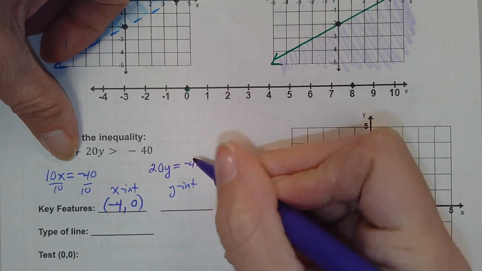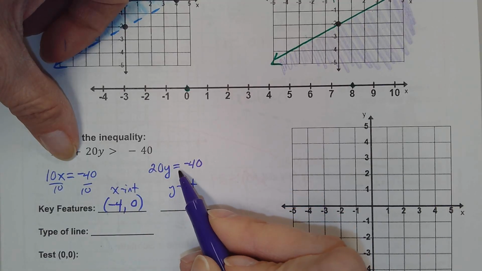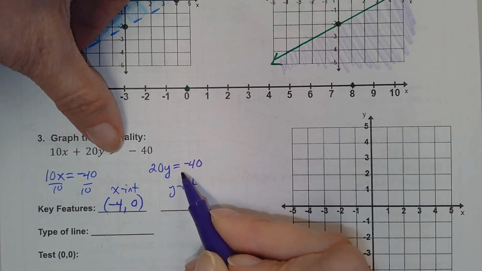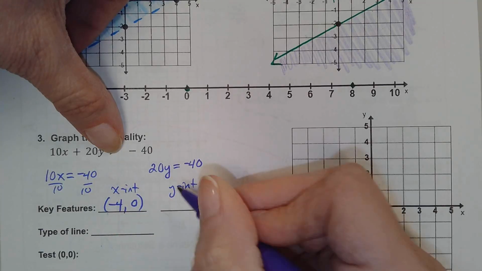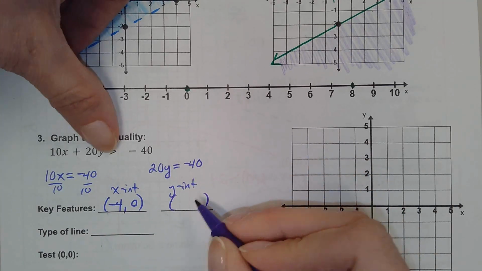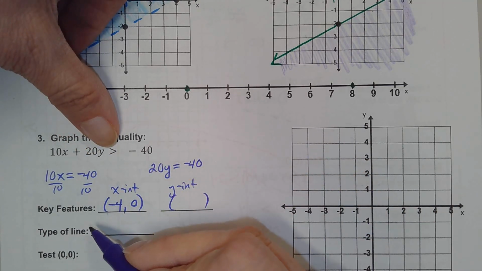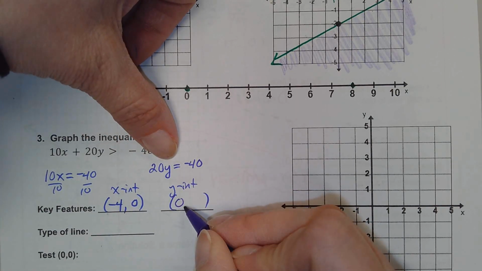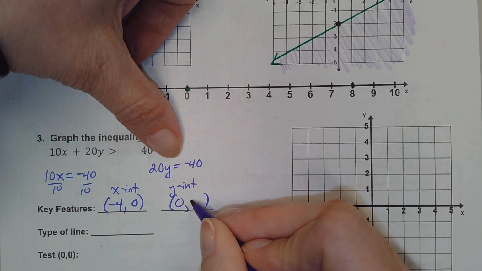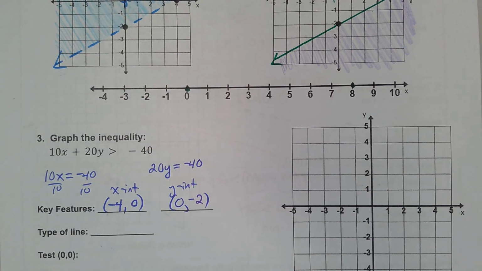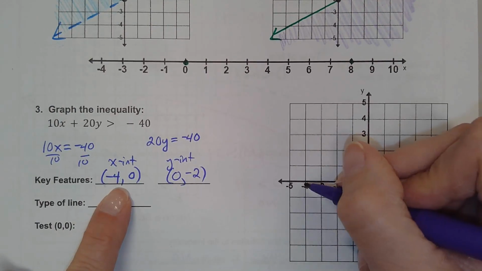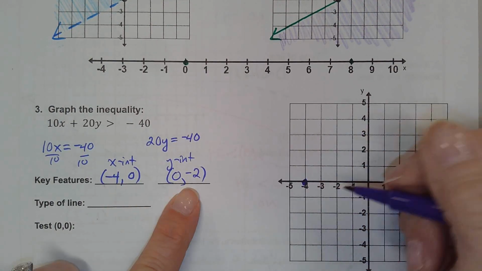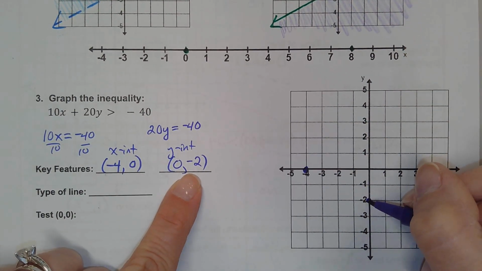The y-intercept, 20y equals negative 40. So when you're finding the intercepts, you just pretend it's an equal sign, because all I want to know is finding this point, and then I'll turn it back to finish the shading. Divide both sides by 20, and what is the y-intercept? Negative 2. So the x-intercept is negative 4, and the y-intercept is negative 2.